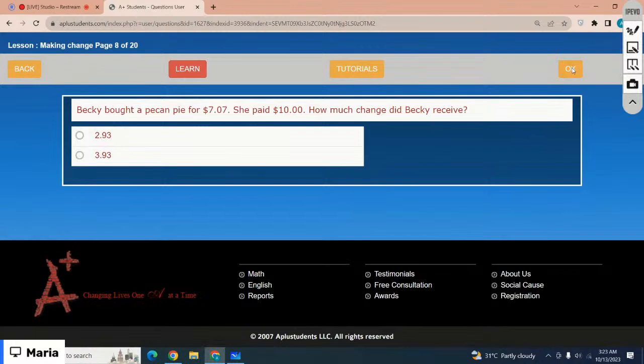Becky bought a pecan pie for 7.07. She paid $10. How much change did Becky receive? Which is the correct option? The correct option is... 10 minus 7.07 is 3.93. No, 2.93 it is, right? Just subtract and check. That would be 10 minus 7.07 is 2.93. Let me just do it on the board.